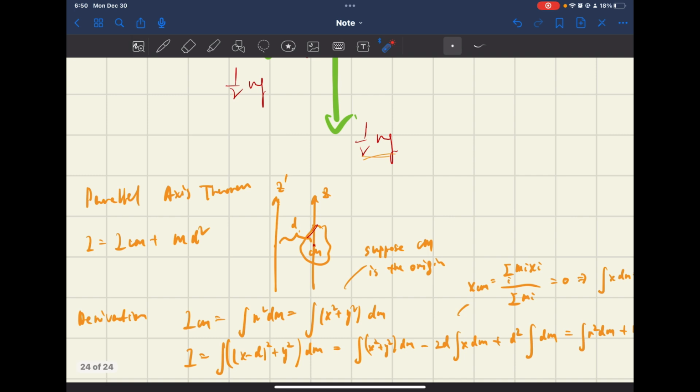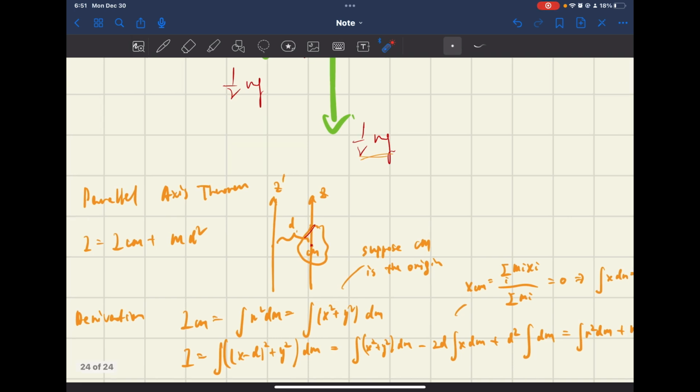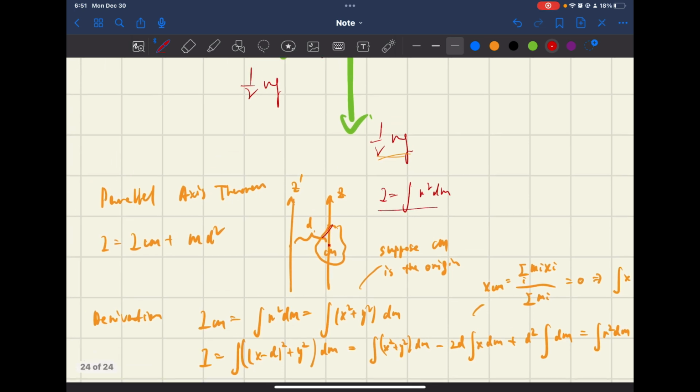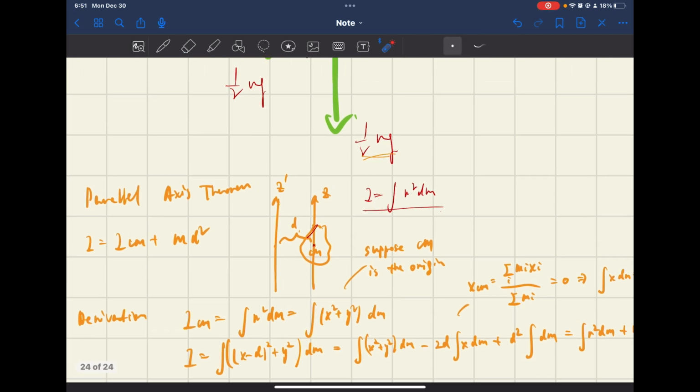The derivation is kind of simple. According to the definition, the moment of inertia is I equals the integral of r squared times dm. Then we have this formula over here. We put it in Cartesian coordinates since the rigid body is in a two-dimensional plane. So it equals the integral of x squared plus y squared times dm. This is the moment of inertia about the center of mass, which is the z-axis.